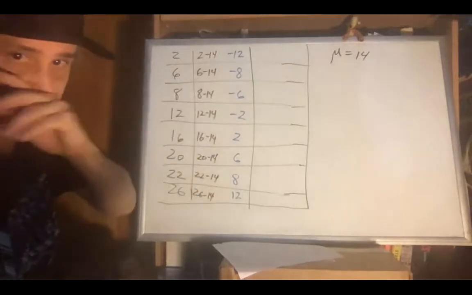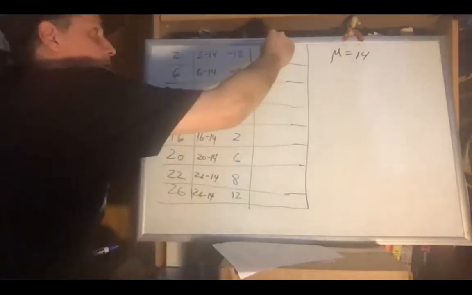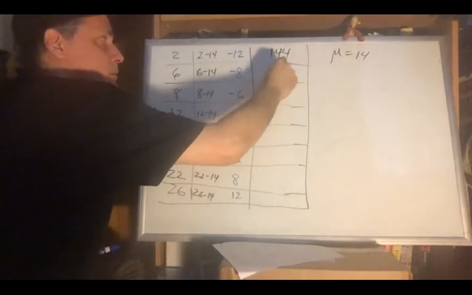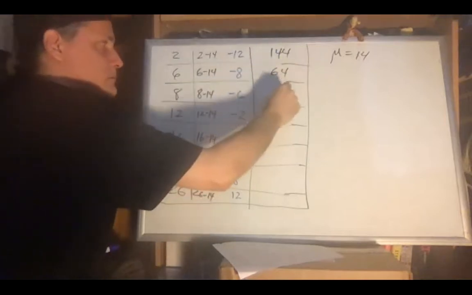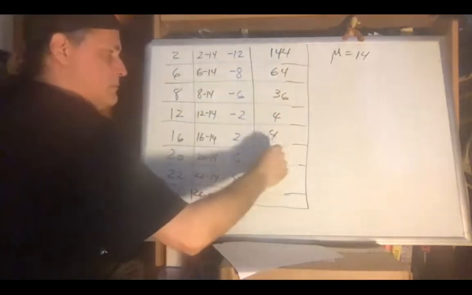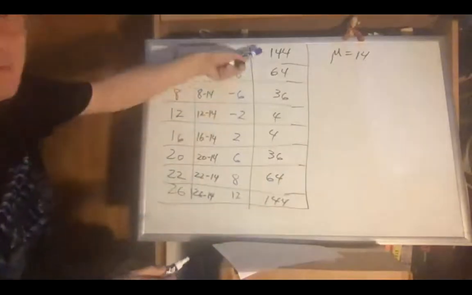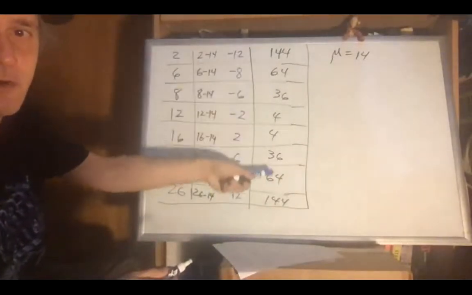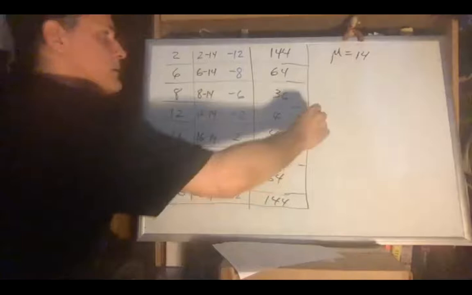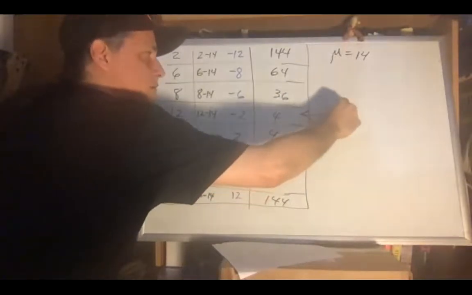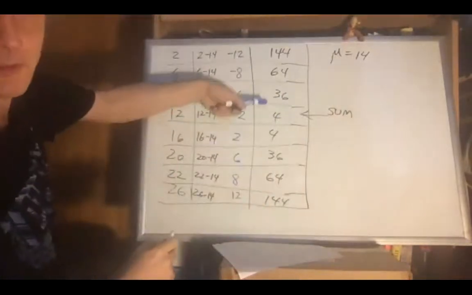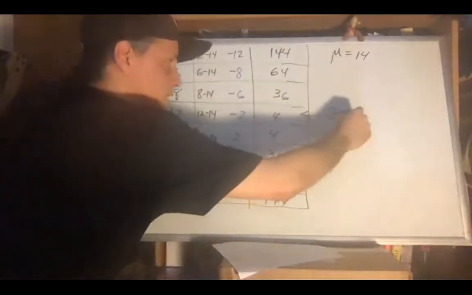Now we want to square those. Okay, and again, we want to square them because we want to make them all positive. So these are the numbers in the third column. They're all positive. Now what you want to do is find the sum of the numbers in the third column. Divide by 8.